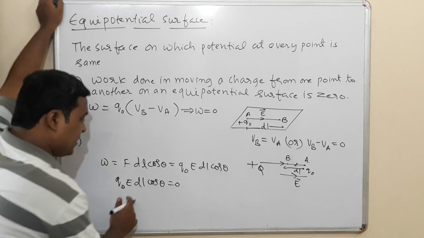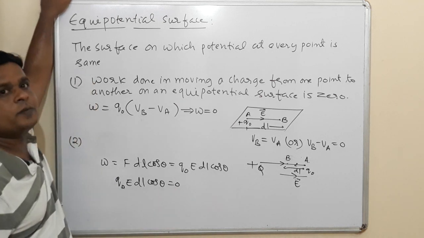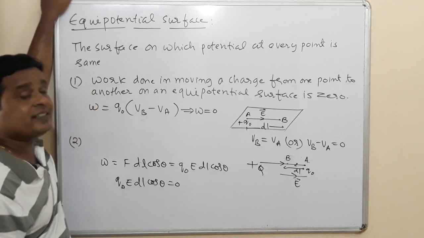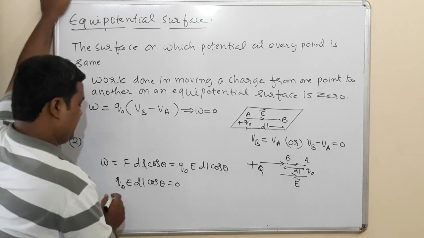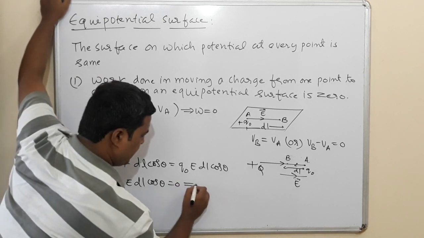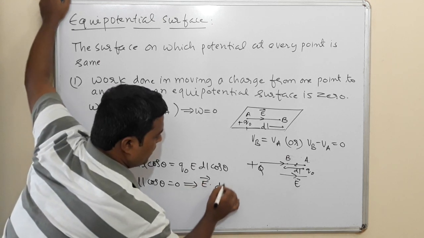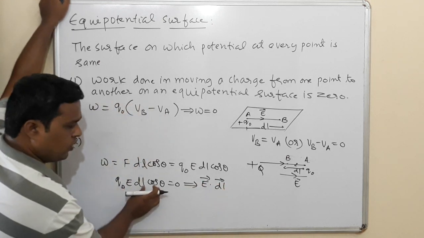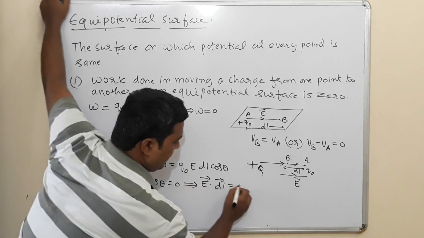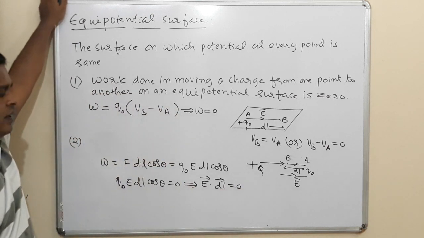Okay. Work done is 0, which means cos theta must be 0. Cos theta is 0 means what should be theta? That implies that if I remove the scalar quantity, E dl cos theta means E dot dl. E dot dl is equal to 0.